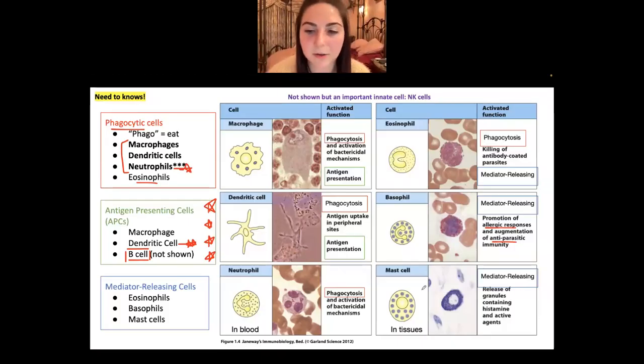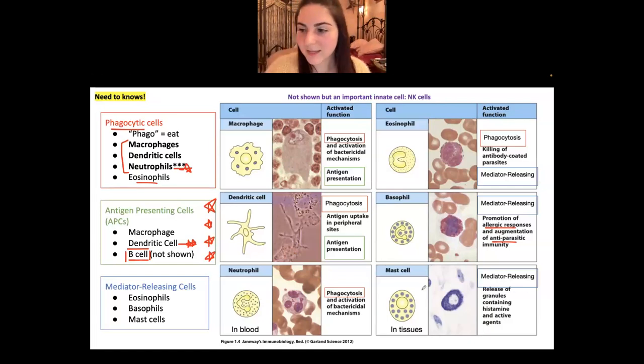So if you've ever had allergies, this is what's making you have the symptoms of allergies. And we'll talk about histamine today a little bit. But that's what's meant by mediator releasing. It's going to release something. That's its main function, to release something to go do something, in easy terms to explain it.